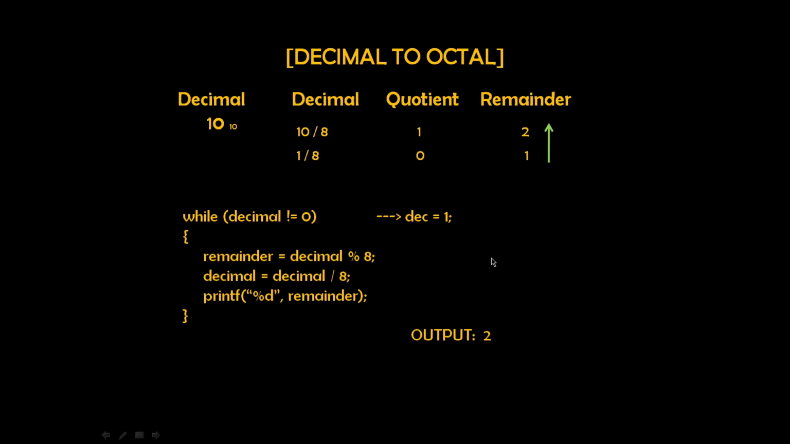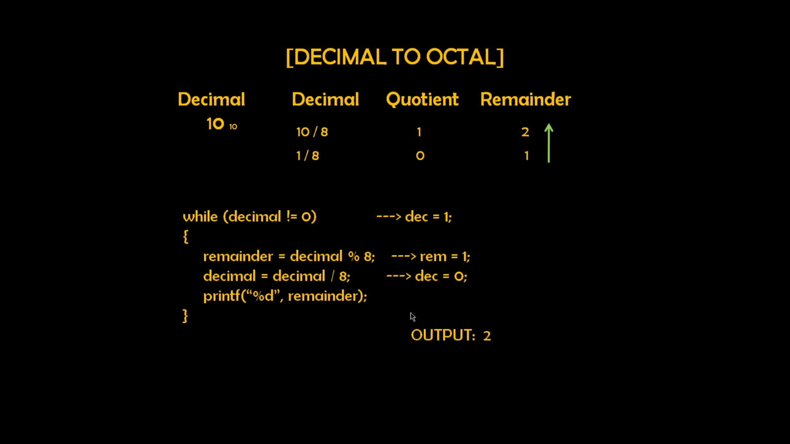To get the remainder, we divide the value of decimal by 8. So decimal divided by 8 gives 0, and our remainder is 1. It will now store the remainder. So we have decimal divided by 8. 1 divided by 8 will be 0.